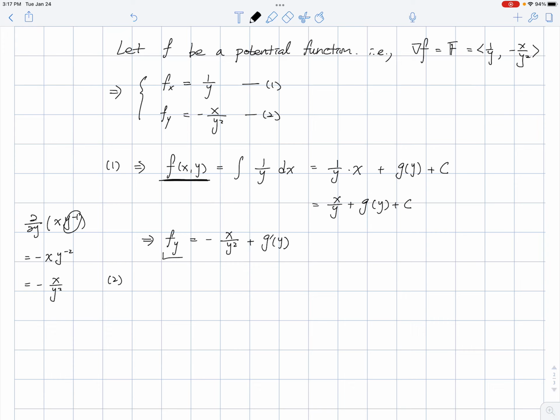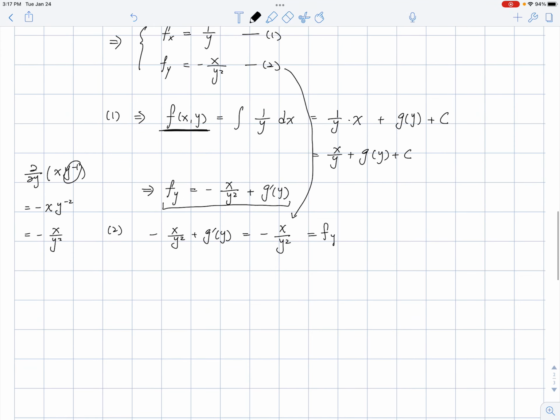All right, so now couple this with equation 2, you have negative x over y squared plus g prime of y equal to negative x over y squared. Okay, so this right hand side is coming from here, and they're both df/dy. All right, so simplify this a little bit, you realize this and this are the same, you can cancel them out, and then g prime of y is equal to 0. So what does that tell you? That tells you that g is indeed nothing but a constant.